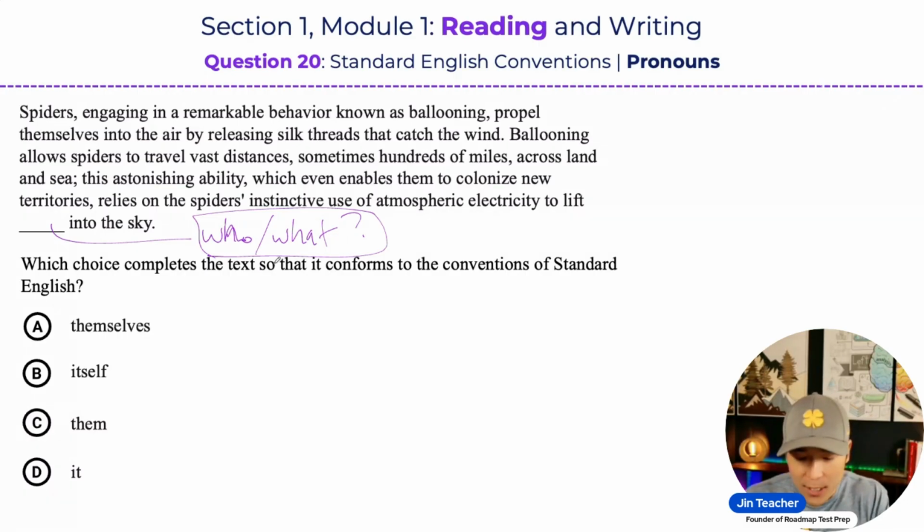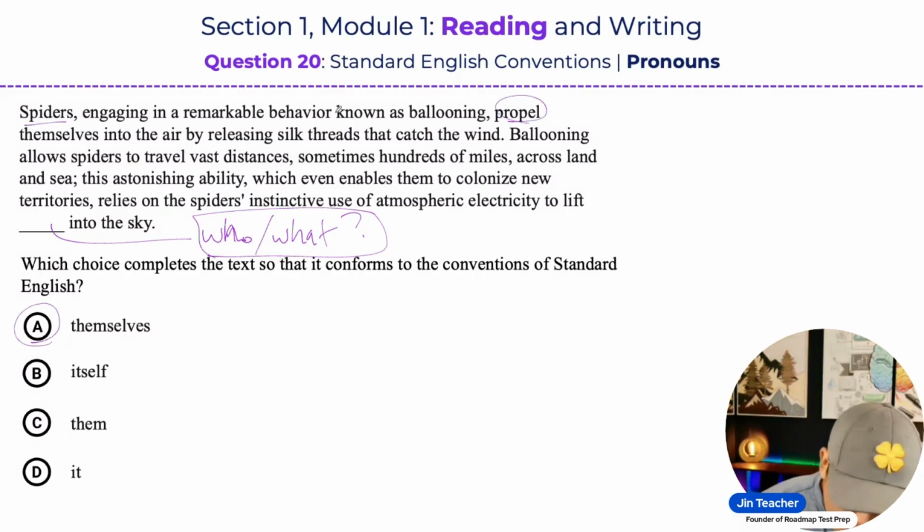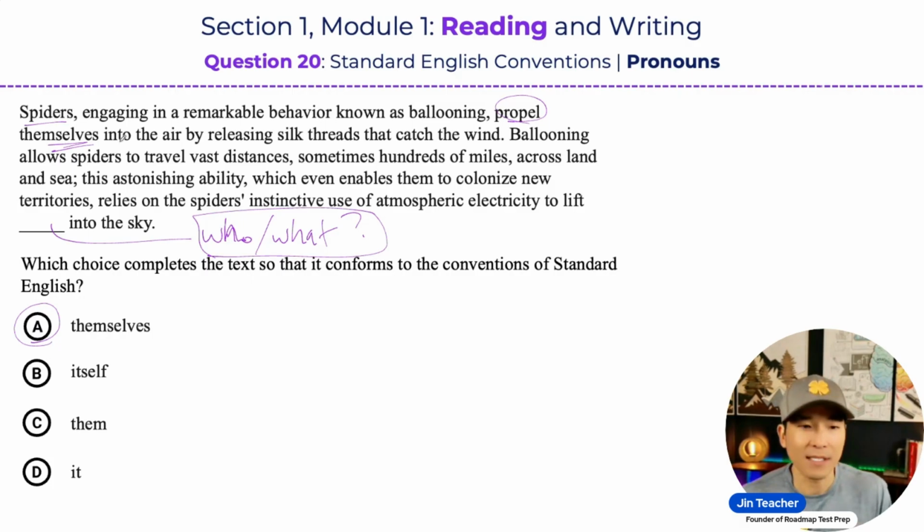So this is why when you just read the passage, you ask yourself, well, hey, the spider's instinctive use of atmospheric electricity to lift who into the sky? Like who or what are they lifting? Now, logically, you all know the answer to this. When you just read the passage, you know that the spiders are lifting themselves into the sky, because we know the passage is talking about how the spiders do something to themselves. They're actually propelling themselves into the air. They're like flying.